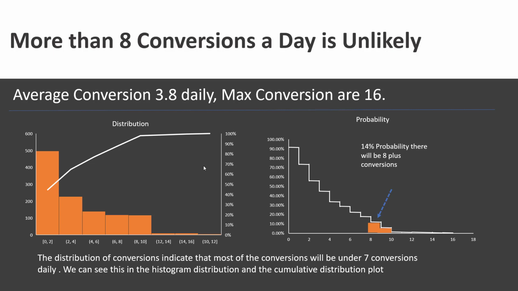However, if we look at the probability of getting 8, we can look at the right-hand graph and see the shaded area, which is 8 conversions or more. We can see that the probability, if we move the line over, is around 14%.